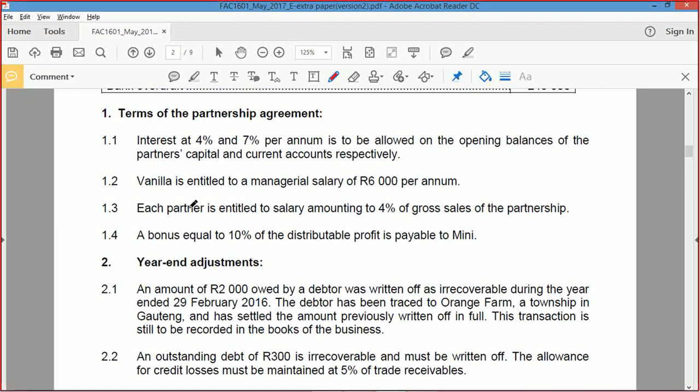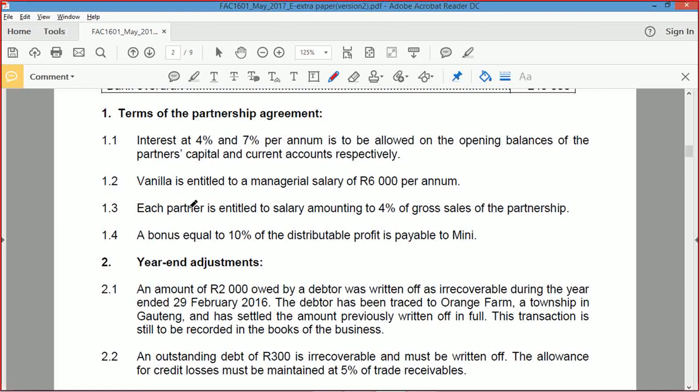First thing in the additional information is notes about the agreement between the partners. They tell us interest at 4% and 7% per annum is to be allowed on the opening balances of the partners' capital and current accounts. Is this something that I'm going to need for my statement of profit and loss or my appropriation account? No, you won't need it at all. Why won't I need it? Because it's dealing with capital.